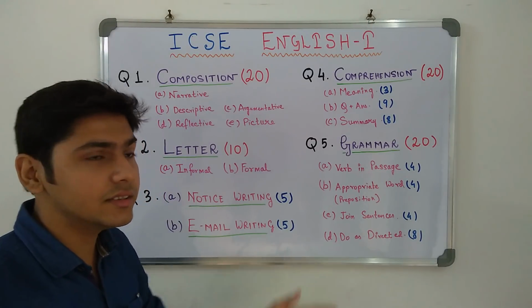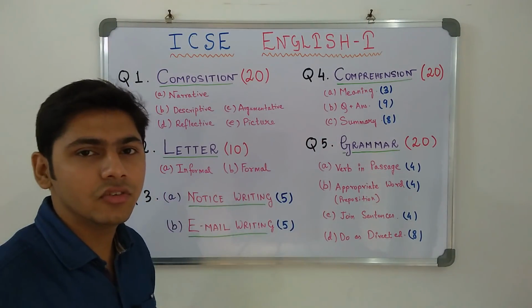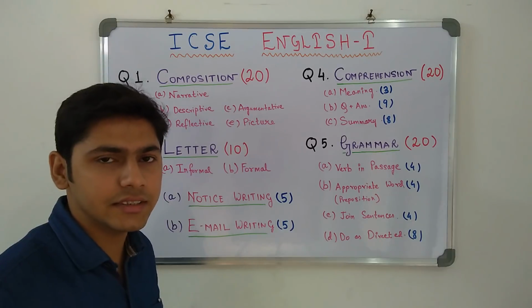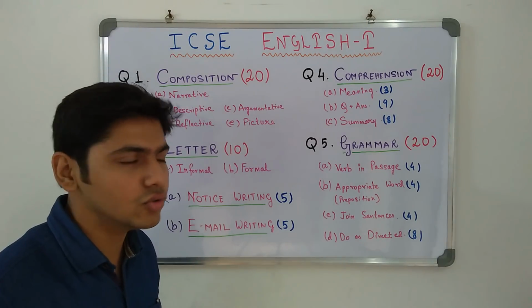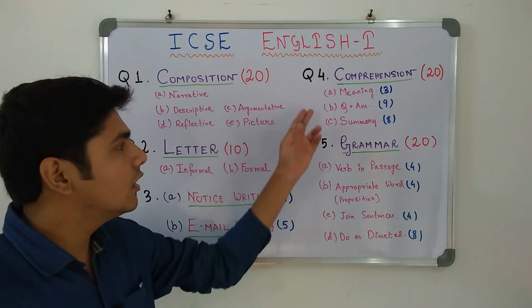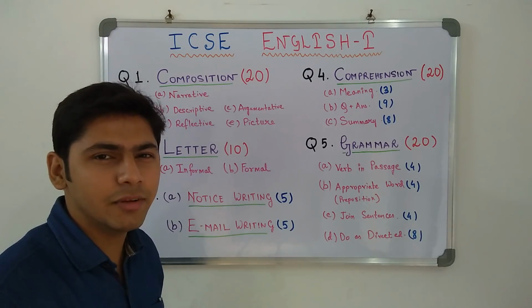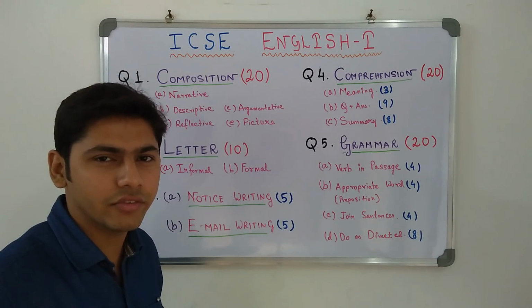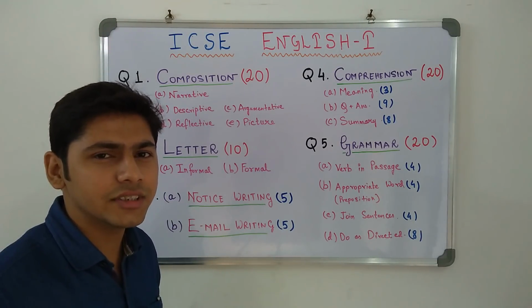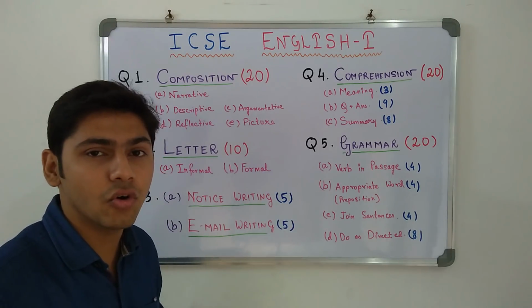What will be the questions? You will have meanings. 3 words will be selected from the passage and you will have to give the meaning of those words. Easy. Number B, question and answer. There will be 4 or 5 questions of 1, 2 or 3 marks and you have to answer the questions based on the passage in your own words.